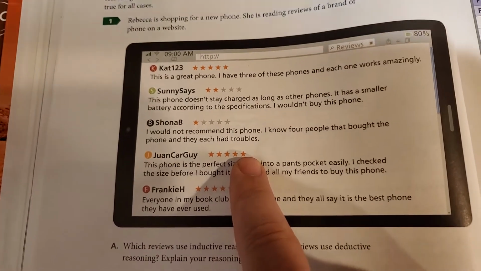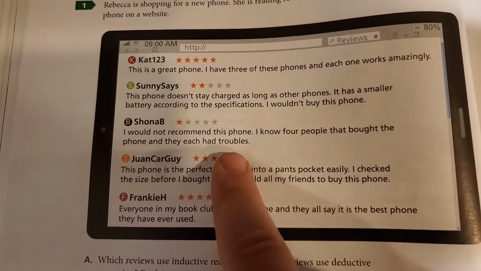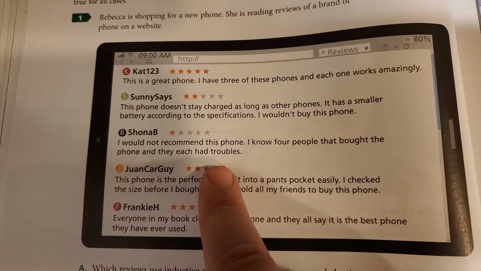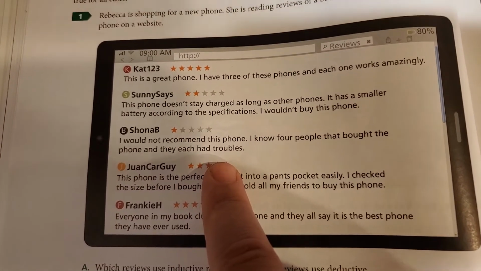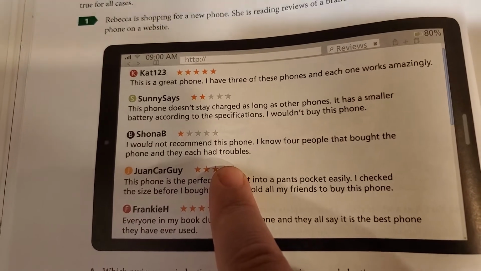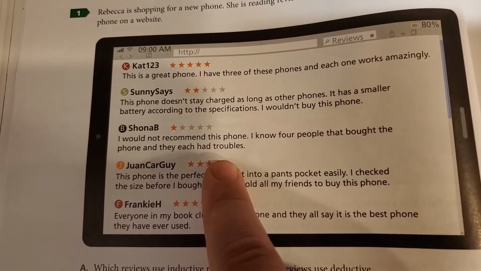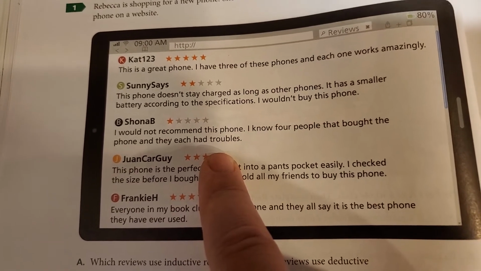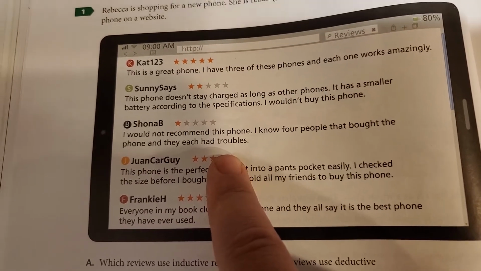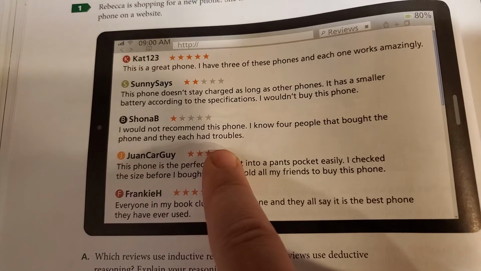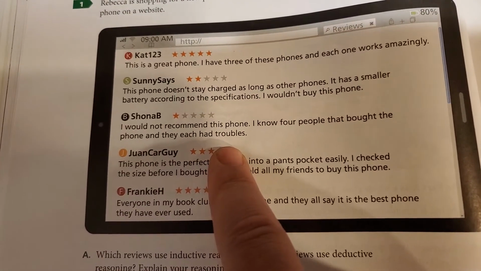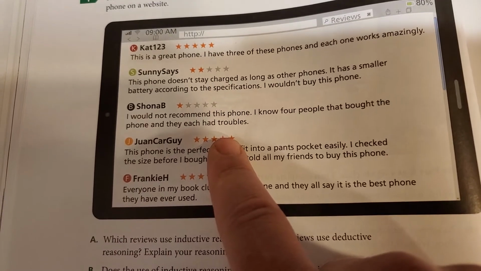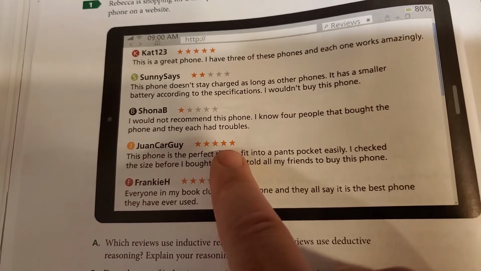The next one: I would not recommend this phone. I know 4 people that bought the phone and they each had troubles. So this person again mentioned 4 previous people as examples, and they all came out the same and all had trouble. They're basing their conjecture on those examples. So this would be inductive reasoning, where we're basing it on examples, not necessarily facts.